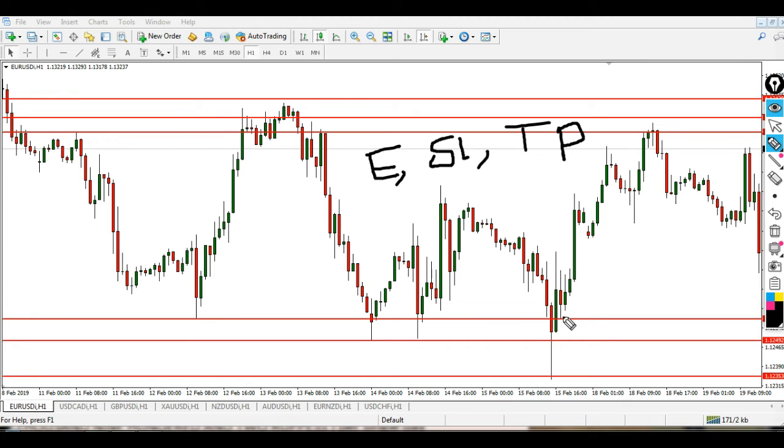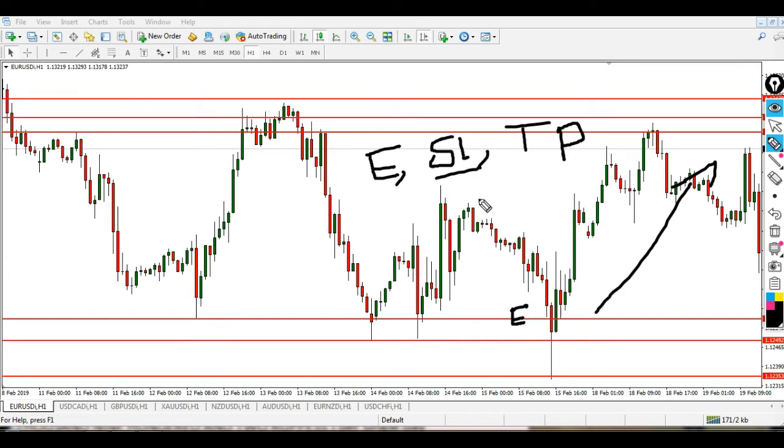Okay, for example, if you want to ride this trend, you think this is going up, so I just wanted to buy here. This will be your entry level. So you have pressed the buy order button, and you have entered here. So where do you need to put your stop loss?